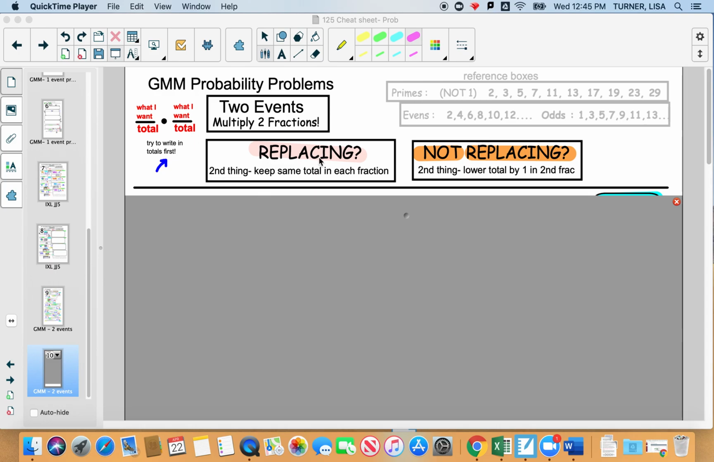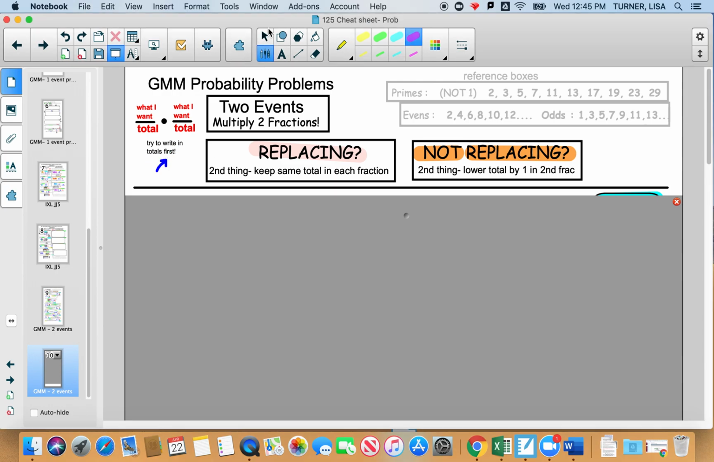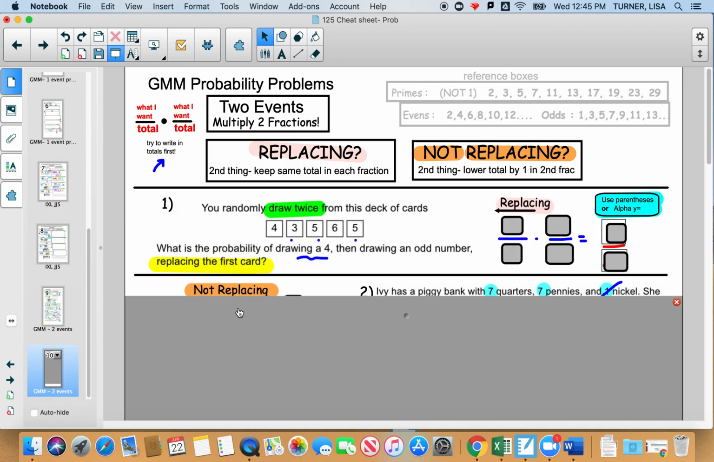And we are going to look closely at the wording and decide if we're replacing or we're not replacing the items that we're choosing. And that's going to make a difference in our totals. I'm going to ask you to always try to fill in your totals first. And that's how I'll go over these problems. There are 9 quick ones.